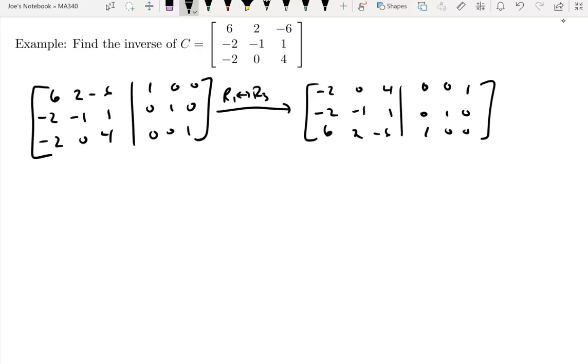Main reason why I'm doing it this way is to just make sure that if you need to flip rows to get a 1 up there first, make sure you flip everything, not just the left-hand side. Make sure everything gets flipped. All right, so to get a 1 in the upper left-hand corner here, what do we need to do? Yeah, -1/2, good. -1/2 row 1, replace row 1.